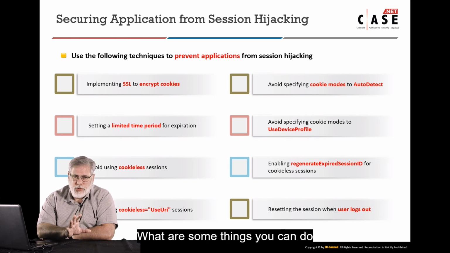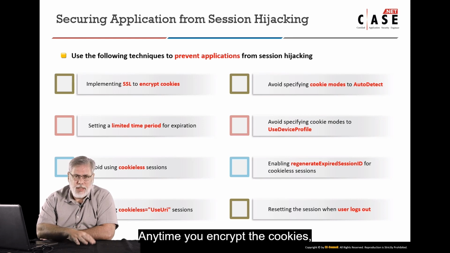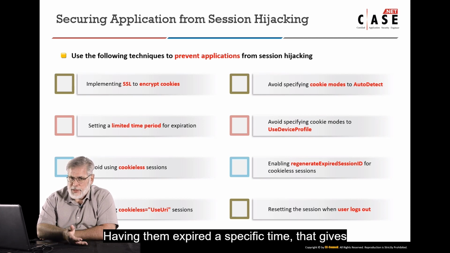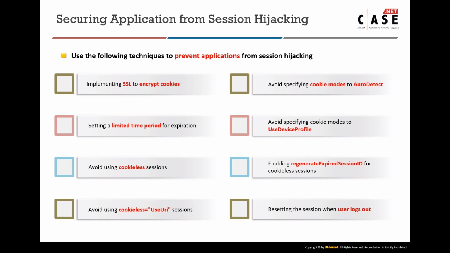What are some things you can do to make session hijacking really hard? First of all, encrypting the cookies. Anytime you encrypt the cookies, it's going to be very difficult for someone to manipulate them. Having them expire at a specific time gives that person a short window to do anything with it. We want to avoid the cookieless sessions where things are stored in parameters or things of that nature because that's even easier to mess with.